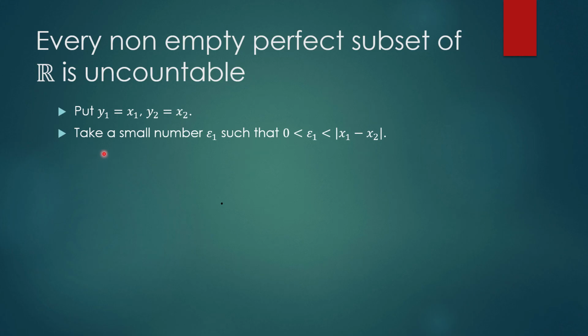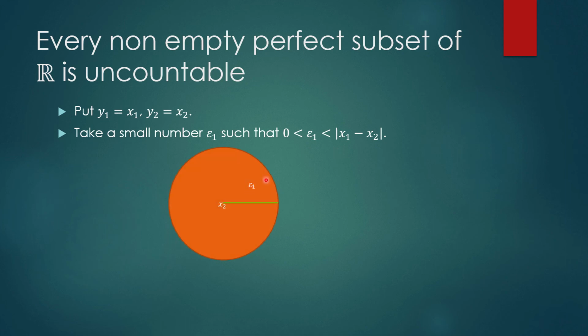We can take a small number epsilon 1 that is less than the modulus of x1 minus x2. Here x1 and x2 are two different points, equal to y1 and y2. Their difference will be a real number, and its modulus will be a positive real number. From that, we can take a small number which is less than it. That is quite possible.